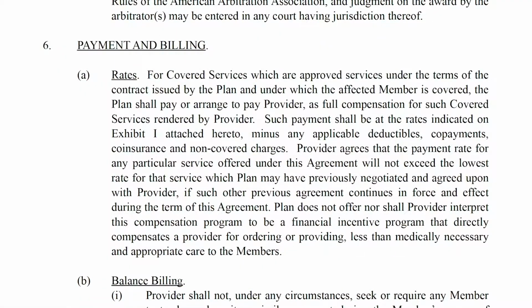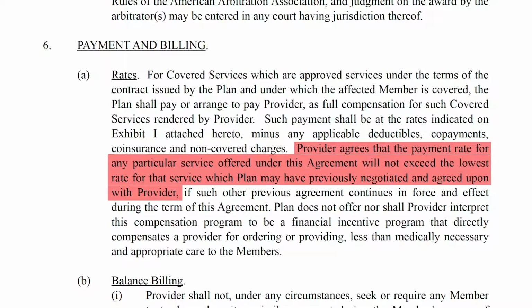In this particular contract, under payment and billing, I found a sentence that I don't really understand. I had to read it like 3 times. So, provider agrees that the payment rate for any particular service offered under this agreement will not exceed the lowest rate for that service which the plan previously negotiated and agreed upon with the provider. And it goes on and on. I don't understand that, and this is an area that I would redline. I would go to my payer representative and say, in section 6, on page 9 and 10, explain to me that sentence and tell me what you really mean there, because this is kind of legalese, and I want to make sure that I understand it.